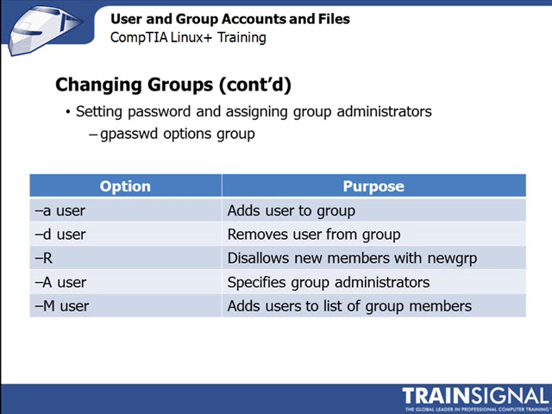And oddly enough, the same command also allows you to change other group settings through the use of options. The options are, starting with -a, user, which adds a user to a group. Then you have -d, user, which deletes a user from a group. Then you have -R, which disallows the creation of new users using the command newgroup or newgrp. Then you have -A, which specifies group administrators. And finally, -M, user, which is like -A, which adds administrators, but this option also adds the administrators to the list of group members. Let's try these out back at the terminal window.